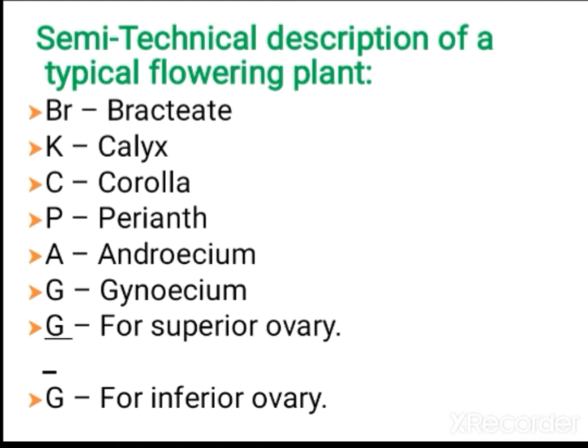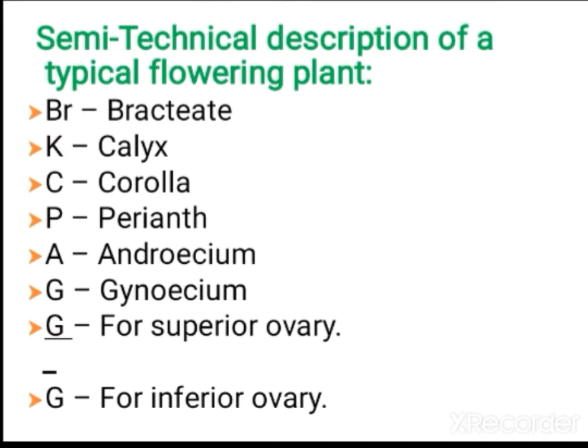First, let us see the symbol Br. The symbol Br means bractate. K is for calyx, C for corolla, P for perianth. Perianth means there is no distinction between petals and sepals. Calyx means the sepals. Corolla is the petals; you call that the corolla.